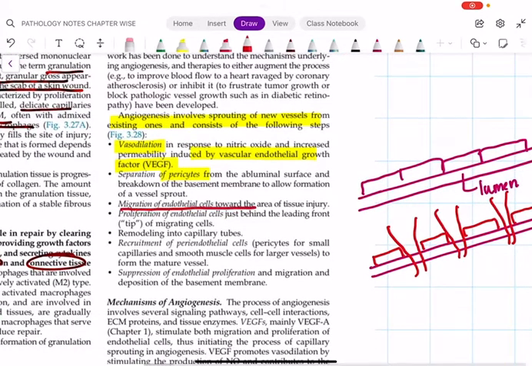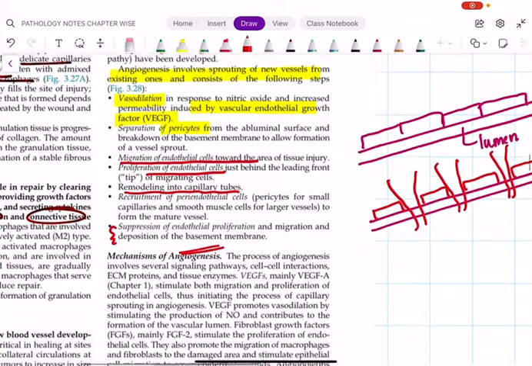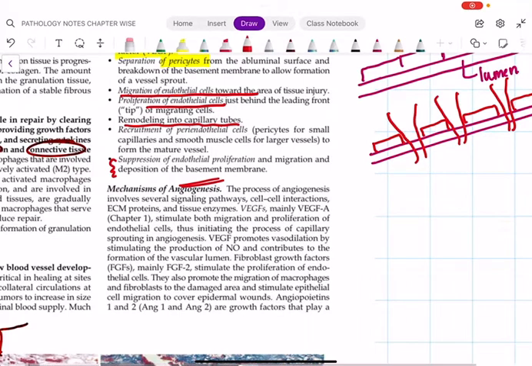Then, migration of endothelial cells. Endothelial cell proliferation. The proliferated endothelial cells will form new capillary tubes. And finally, the pericytes come back to the original position, and the endothelial proliferation will be suppressed. We have a lot of growth factors involved in angiogenesis. Out of that, the most important one is VEGF. In VEGF, we have VEGF-A that is going to stimulate mainly the migration and proliferation of endothelial cells, and that is mainly going to initiate the process of capillary sprouting.